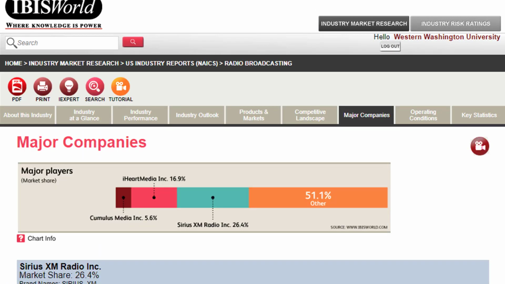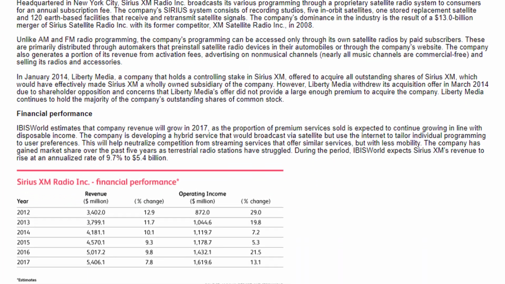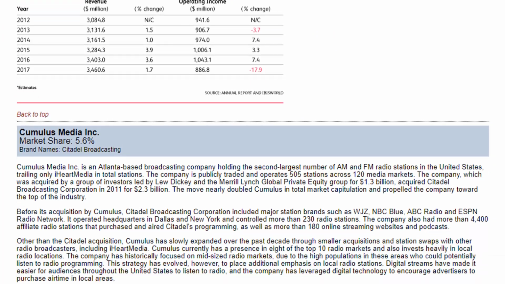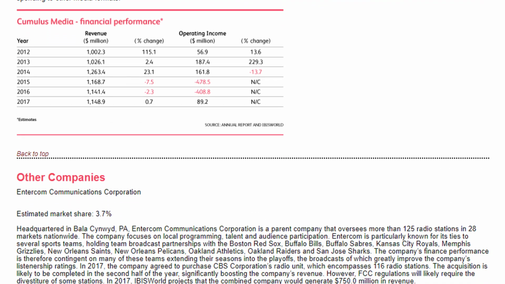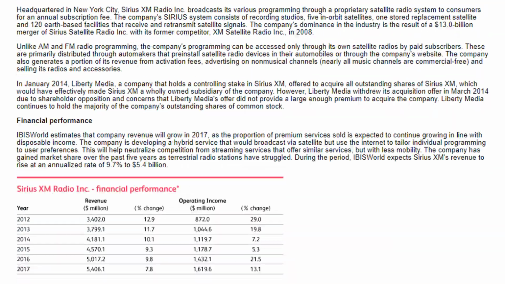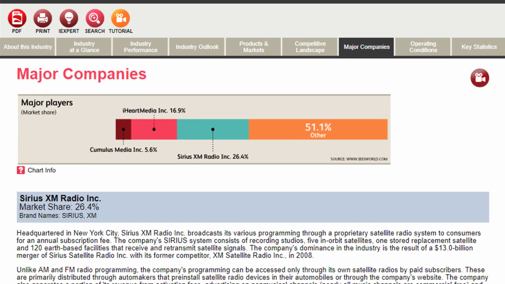Major companies. This is going to look at market share. Now again, the larger companies are going to be the ones that will be featured here. Smaller companies will be down here towards the bottom. Now again, in order to be considered a major player, you have to have a market share of at least, I think, 5%. So things like local or community radio here in Bellingham are not going to fill that.